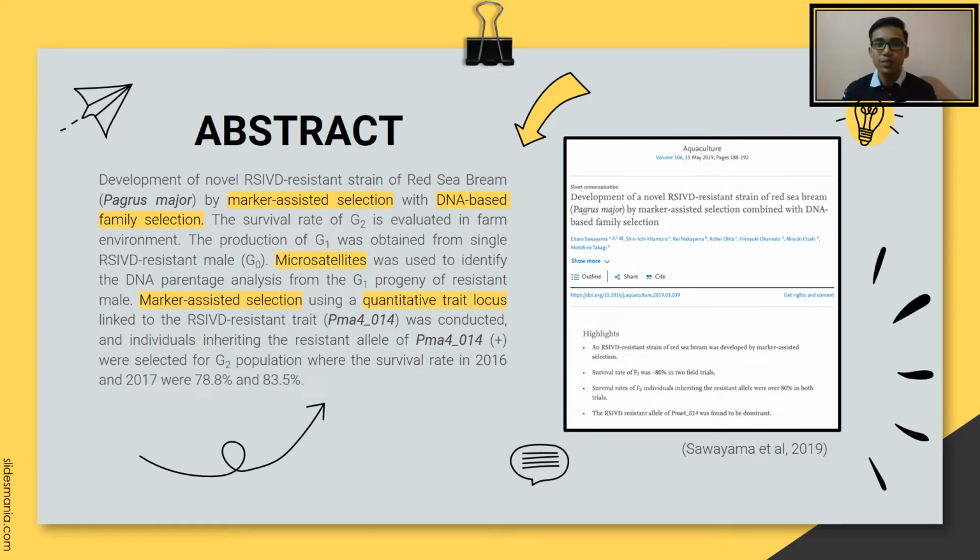The main point in this journal is about the production of G1 that was obtained from its parent, which is the RSIVD-resistant male. Microsatellites were used to identify the DNA parentage analysis, and marker-assisted selection used a quantitative trait locus linked to the RSIVD resistant trait, that is PMA4_104. The survival rate of the G2 population in 2016 and 2017 was 78.8% and 83.5%.